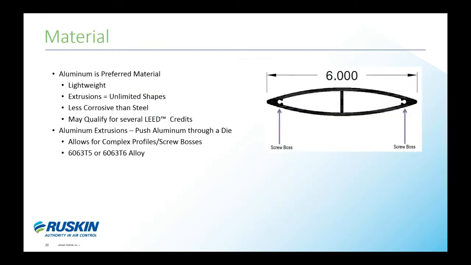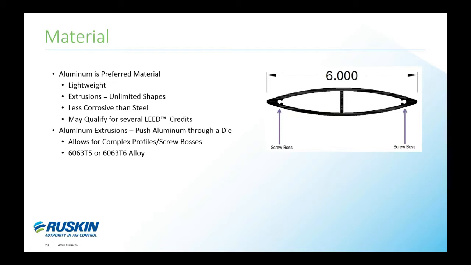Aluminum construction takes advantage of many factors. It's lightweight, and since it's extruded, the shape possibilities are almost endless. Extruded material is reflective and less corrosive than steel. The material also can qualify for several LEED credits in the quest of building certification levels. See the LEED section later in this presentation.